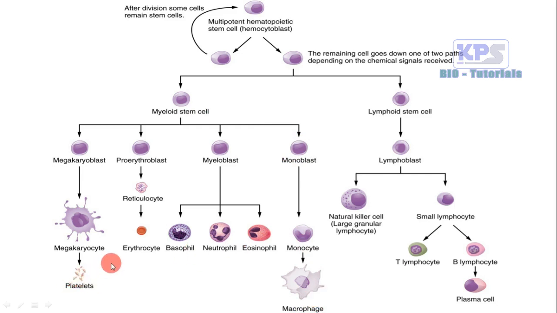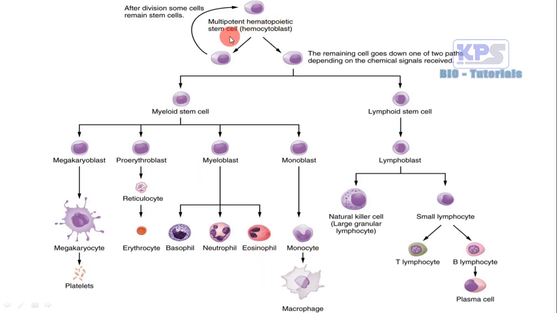So these cells, the platelets, erythrocytes, basophils, neutrophils, eosinophils, monocytes and macrophages, are the cells found in our blood. They are all developed from the myeloid stem cell. So these cells belong to the myeloid lineage.